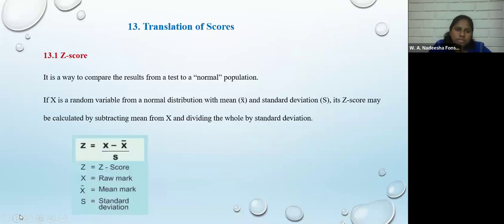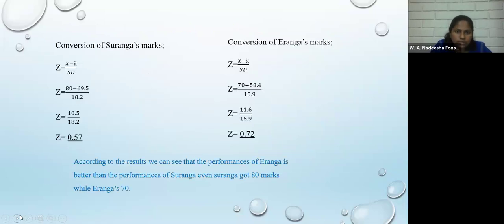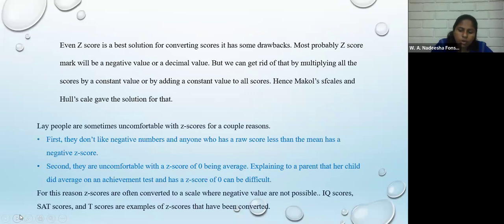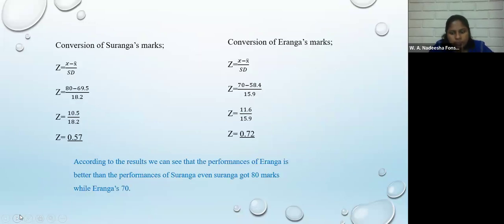Then we discuss translation of scores. There were Z scores again. Then there are some problems of Z scores. One problem is decimal points. So what are the other problems? Can anyone say? Besides decimal points, there are another two problems in Z scores.